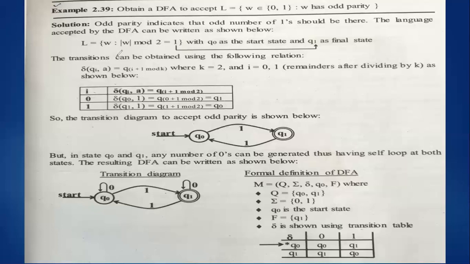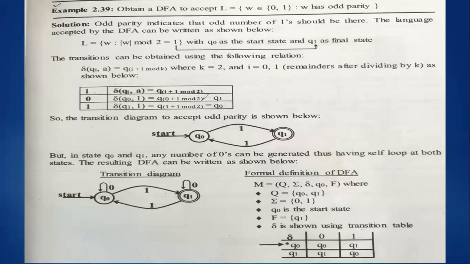The transition can be obtained using the following relation. Q0 will be the start state, and Q1 will be the final state. Same formula: delta of Qi comma A will be equal to Q(i plus 1) mod K. A should be replaced. K value is obviously 2 and i values will be 0, 1. So for i equal to 0 and 1, we have delta of q0 comma 1 and delta of q1 comma 1.